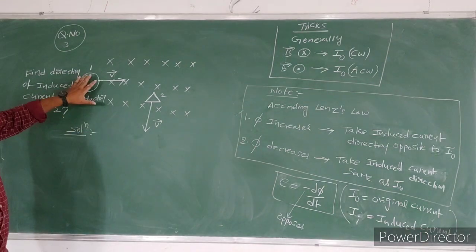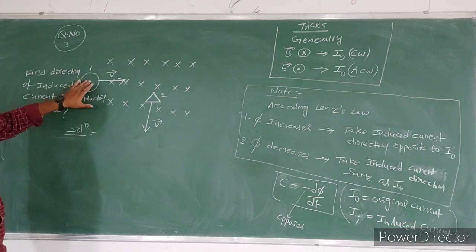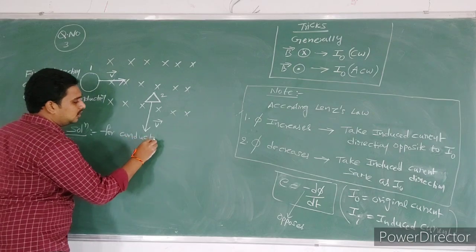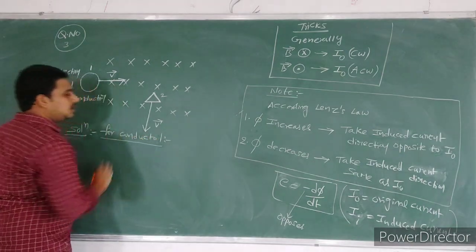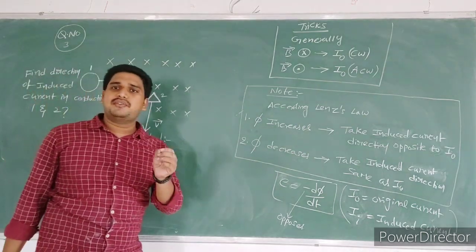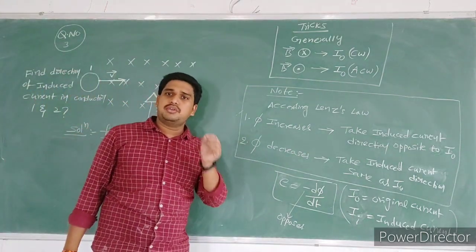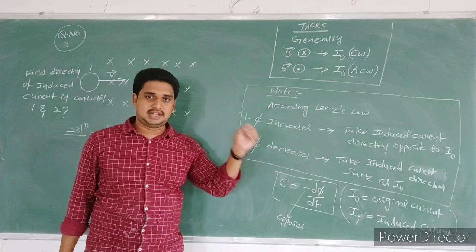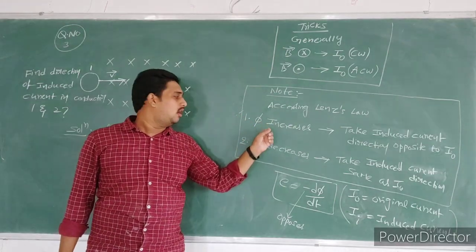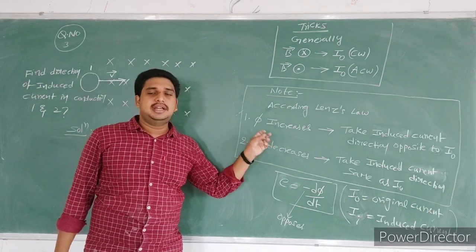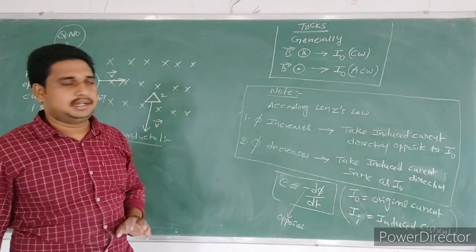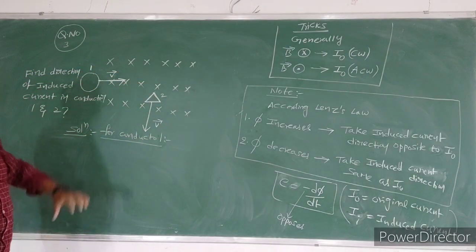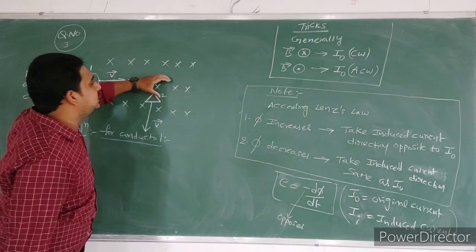First of all, I am dealing with conductor 1. First I will discuss conductor 1. How to find the direction of induced current? Dear students, already you know, while finding the direction of induced current, if you know whether the magnetic flux increases or decreases, then it is easy to find the direction of induced current. So let us check it. Here loop is moving into the magnetic field.